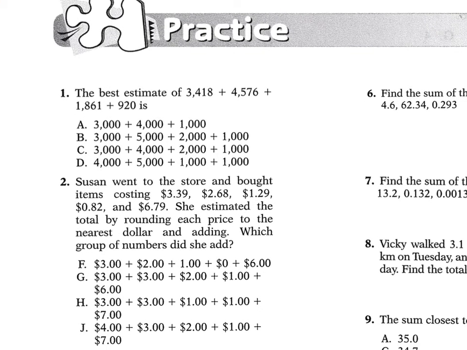For this example here, number 1 is the best estimate of 3,418 plus 4,576 plus 1,861 plus 920. If we're rounding these to the nearest thousand, we are going to have 3,000 plus 5,000 plus 2,000 plus, well, this one doesn't turn to 1,000. So let's look at our answer choices. The 3,000, the 5,000, 2,000. This B would be our answer.